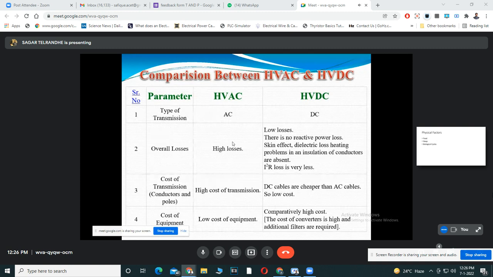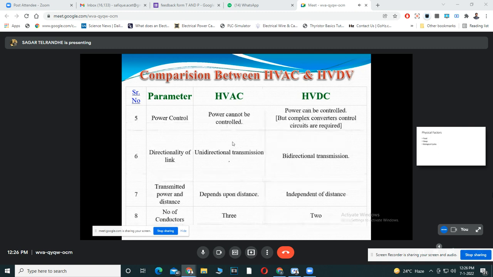Comparison between the HVAC and HVDC line. Overall losses: high losses are seen in case of AC, whereas low losses are seen in case of DC. High cost of transmission in HVAC and low cost of transmission in HVDC. Low cost of equipment in HVAC and high cost of equipment in HVDC. Power can be controlled in case of HVAC and HVDC.